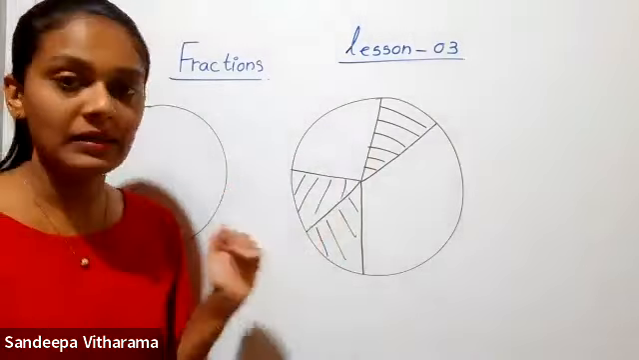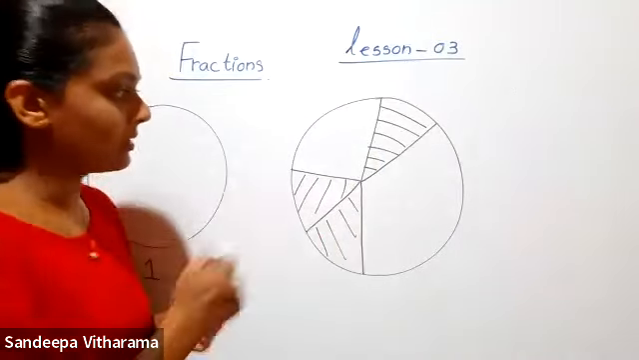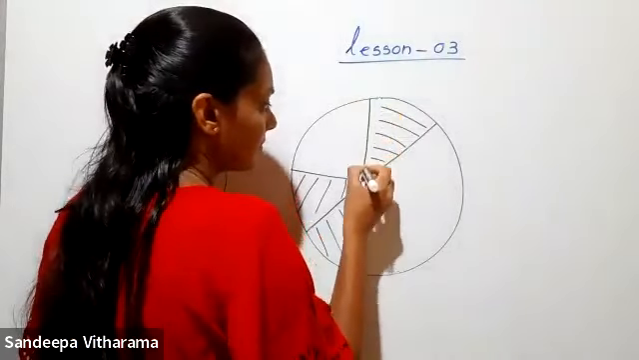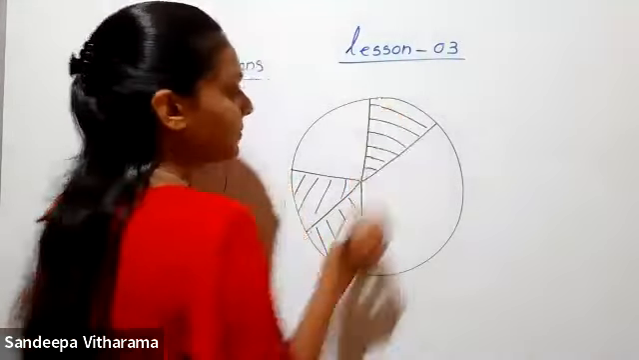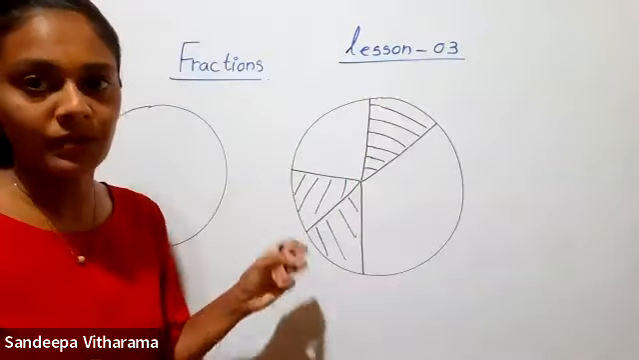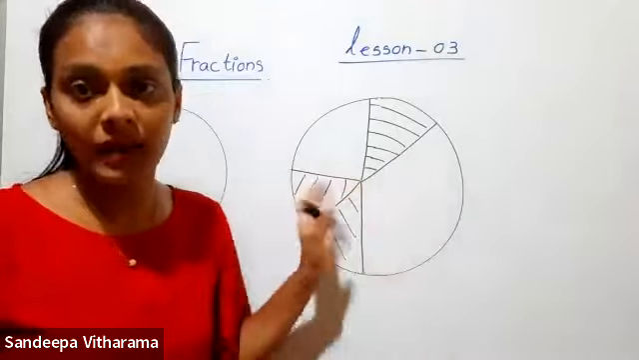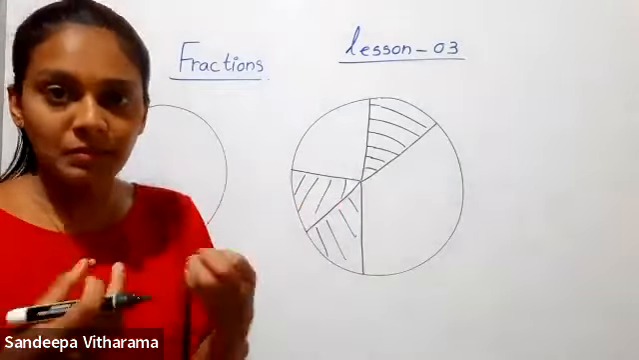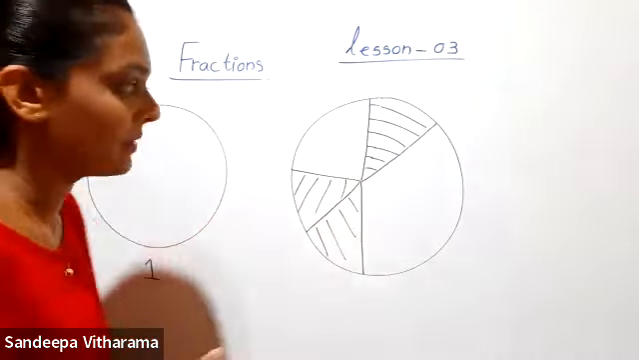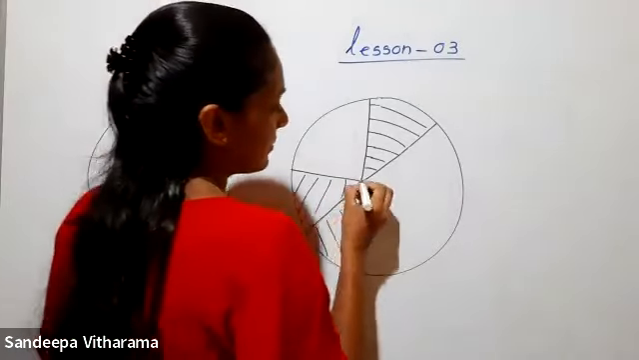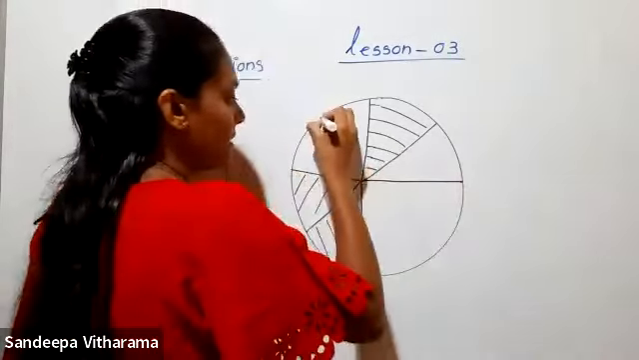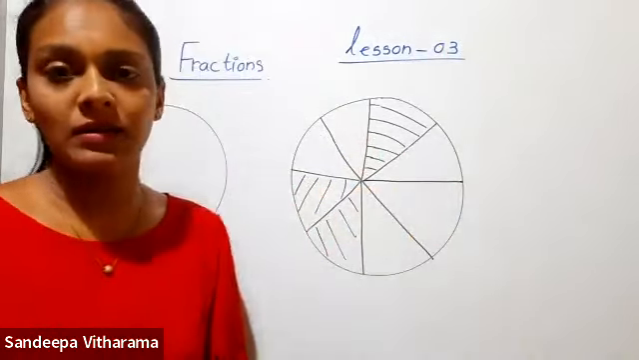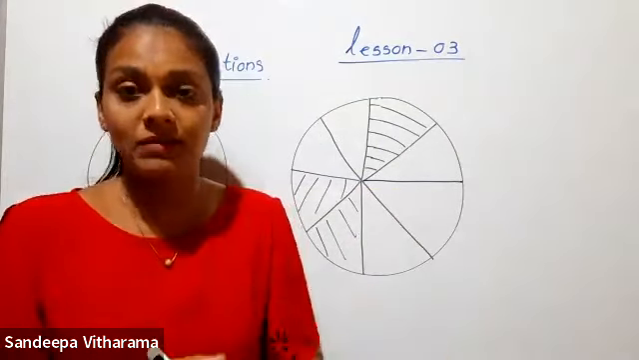Then here, if I consider this amount, out of how many parts have I eaten, that means out of what amount have I eaten this piece. Here we need to know into how many parts this whole has been divided. That means we should know how many total equal parts there are.